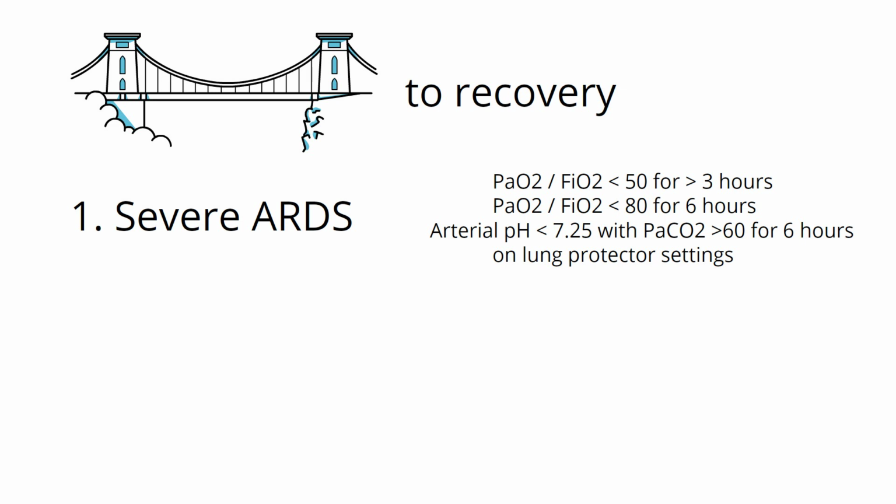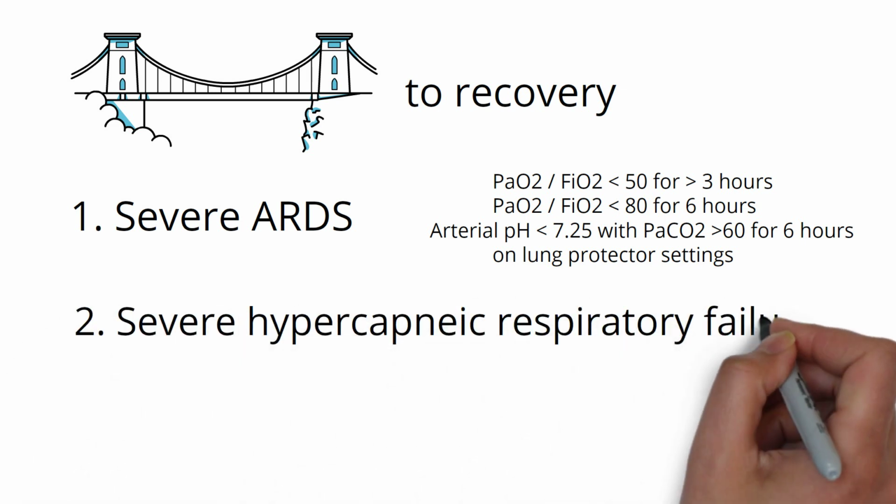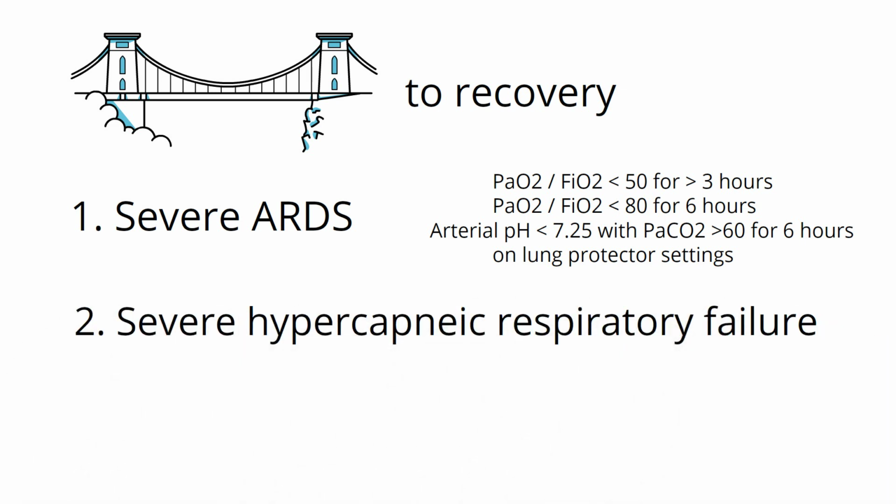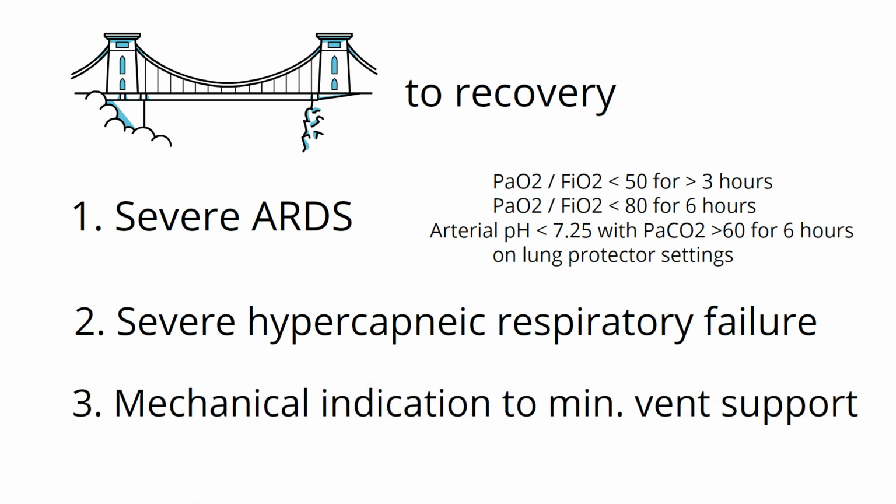VV ECMO can also be considered in severe hypercapnic respiratory failure, such as from asthma or COPD, that can't be managed adequately on the ventilator. And finally, VV ECMO can be used when there is a mechanical reason to minimize the amount of ventilator support. Examples are patients with persistent pneumothorax from a bronchopleural fistula or recovery from a tracheal surgery.